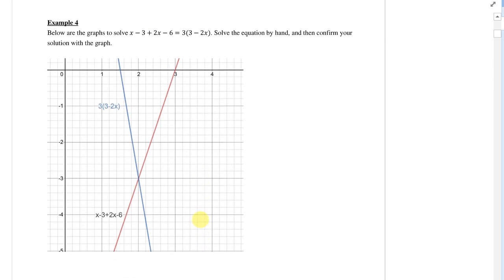So I want you to pause the video, find the point of intersection, and determine what the solution would be from the graph. So here, my point of intersection, you might have to look up on the scale here. So I come up here, here's 2 and -3. So this is the point 2, -3. So my solution should be x equals 2. So now what I want you to do is solve this equation in the space below and hit play after you have solved it.